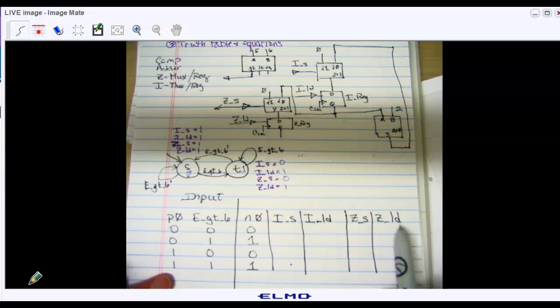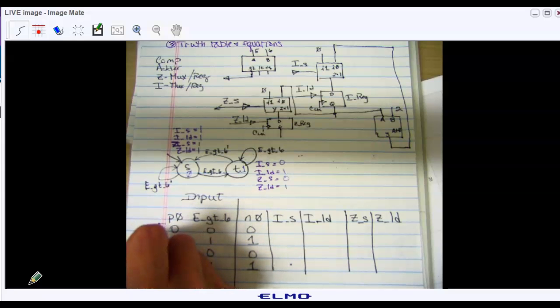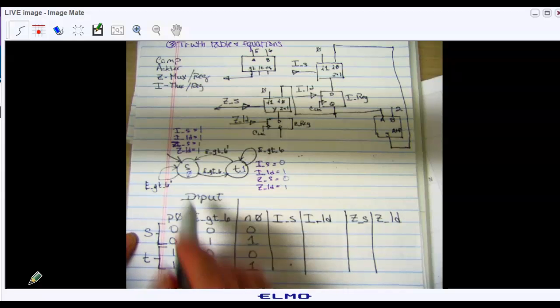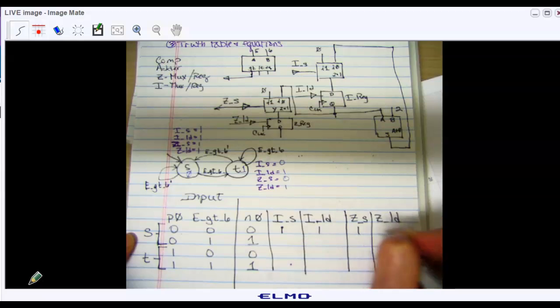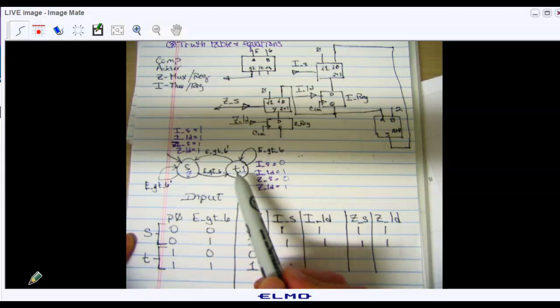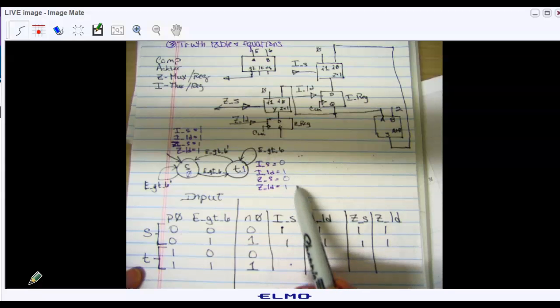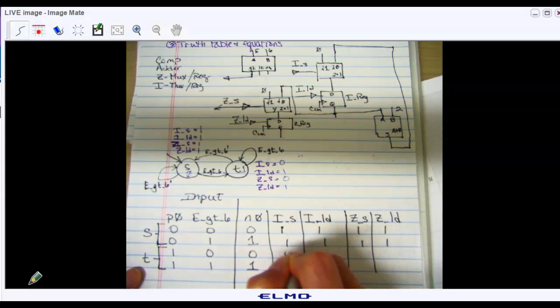Now fill in these. These are going to go quickly. These values, remember, are based on present state values. So here's your present state 0, or S. Here's your present state 1, or T. So in S, you have 1s across the board. 1, 1, 1, 1. So go ahead and fill those in. And then in state T, or state 1, you have these values. So 0 for S, 1 for load, 0 for S, 1 for load. Same here.